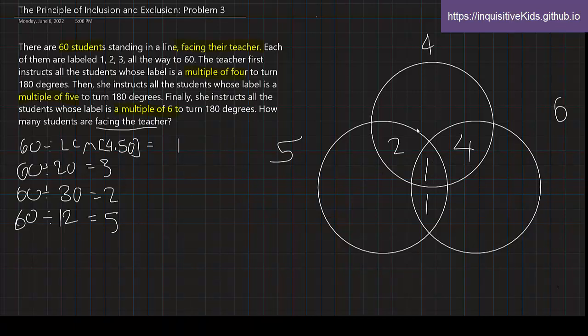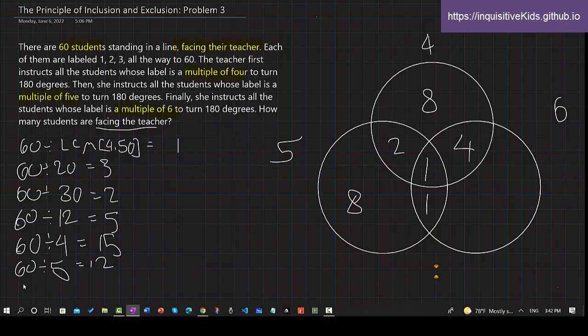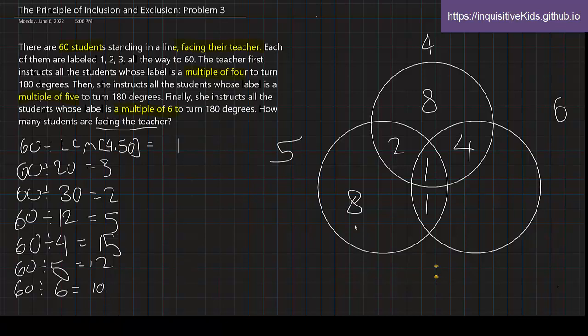Now, it's easy because we just find how many students are a multiple of 4, 5, and 6, and find these areas. Well, 60 divided by 4 gives us 15. And there are already 7 used up, so over here it's 8. Now we have 60 divided by 5, and that's 12. How many are already used up? 4, so over here it's 8 as well. 60 divided by 6, and that's 10. And already we have 6 used up, so this is 4.